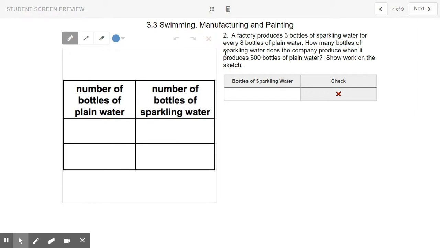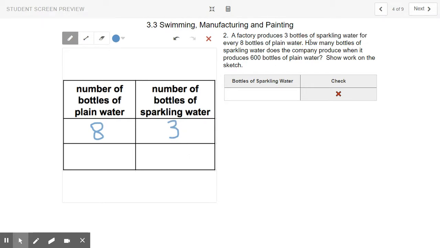So let's see, a factory produces 3 bottles of sparkling water for every 8 bottles of plain water. How many bottles of sparkling water does the company make or produce when it makes 600 bottles of plain water? Okay. So I'm going to go from this original piece here where it tells me for every 3 bottles of sparkling water, they make 8 bottles of plain water. And I'm just going to plug that into my table. So 8 bottles of plain water, they make 3 bottles of sparkling water.